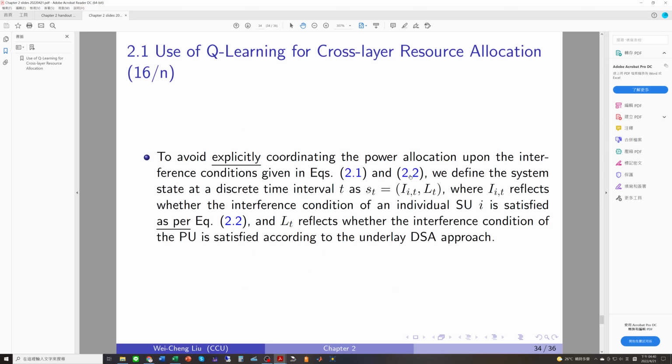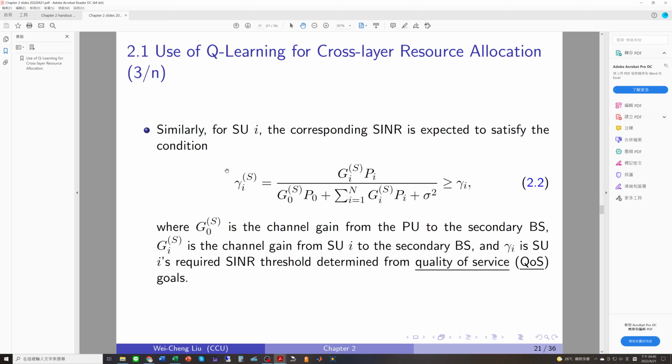Okay, and equation 2.2. Let us look at equation 2.2. For secondary user I, the corresponding SINR is expected to satisfy the condition. Gamma I is defined as this equation, which is greater than or equal to gamma I. Or I should say which must be greater than or equal to gamma I. And gamma I is secondary user I's required SINR threshold, determined from quality of service QoS goals.